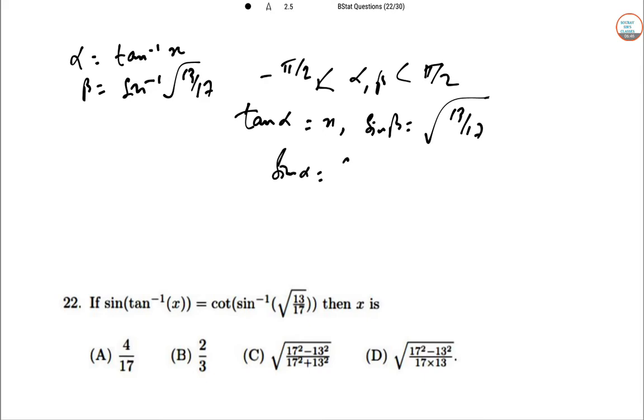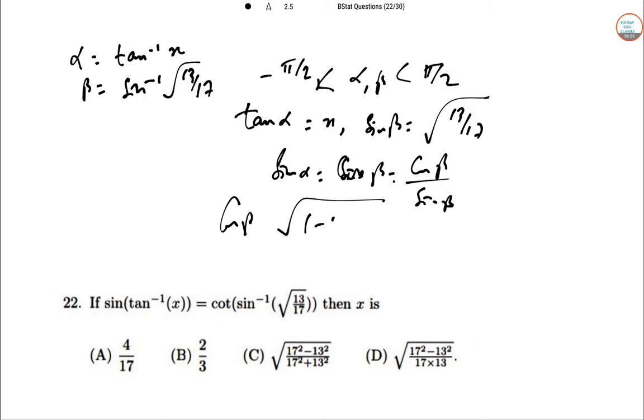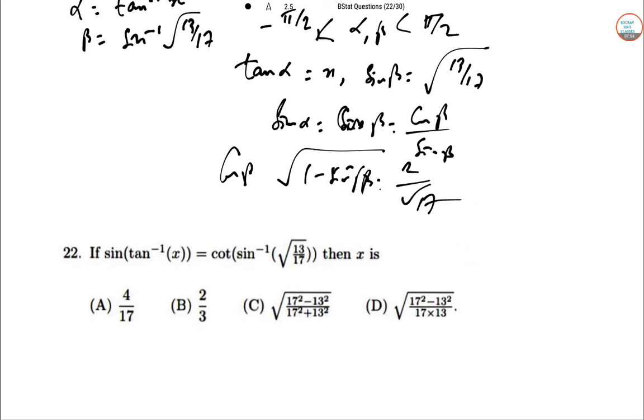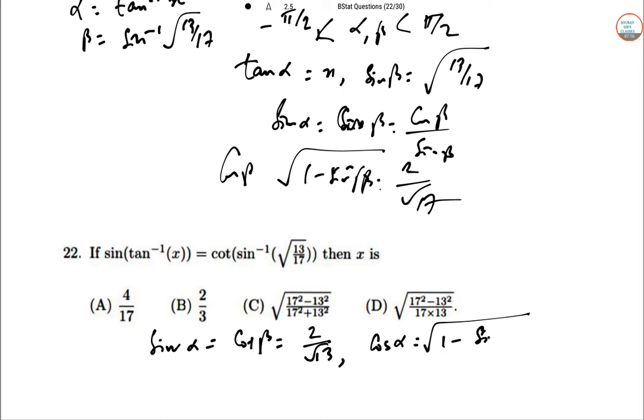So sine alpha equal to cot beta equal to cos beta by sine beta. So cos beta equal to root over 1 minus sine squared beta. So that is 2 by root 17. Once it has been done, now we can go to the sine alpha part. That is equal to cot beta, that is equal to 2 by root 13. So cos alpha equal to root over 1 minus sine square alpha, that is 3 by root 13. So x equal to tan alpha, 2 by 3. So hence the answer is B.